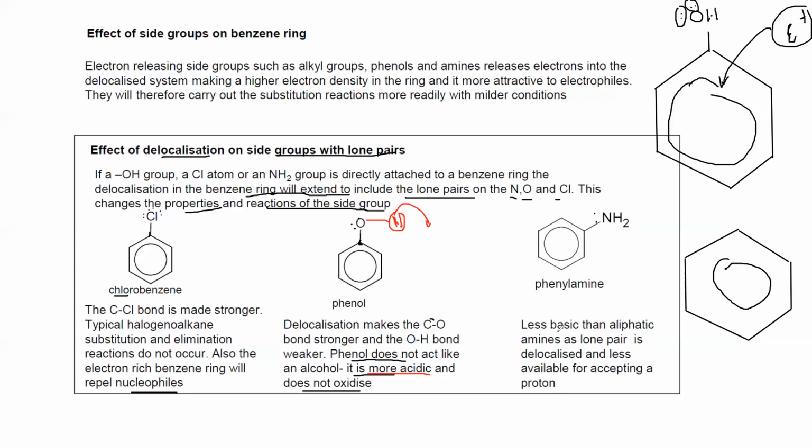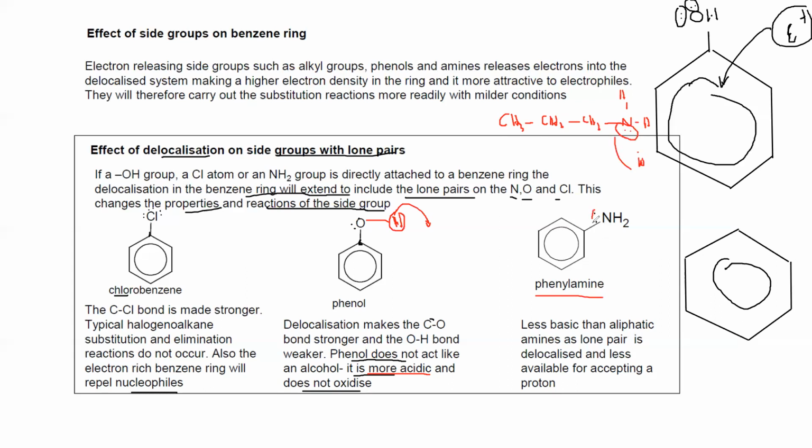Same thing, phenylamines are less basic than aliphatic amines. Aliphatic amine means, if you have CH3, CH2, CH2 and NH2, this is called an aliphatic amine. Why are aliphatic amines basic? When we call a substance basic, it means it has a tendency to accept a proton. Because of this lone pair, it can accept a proton.